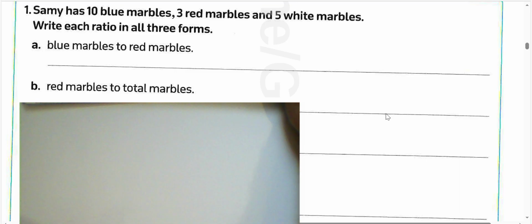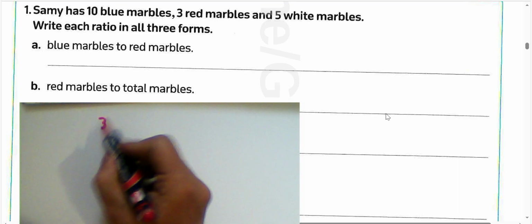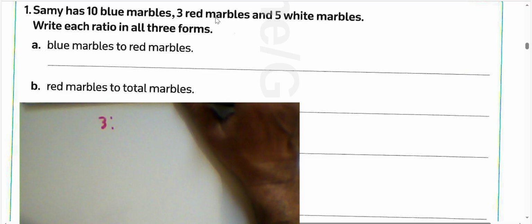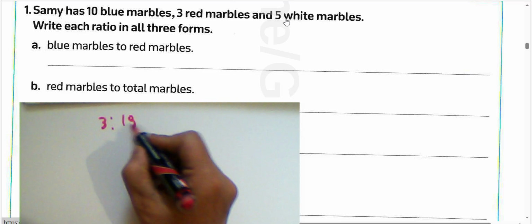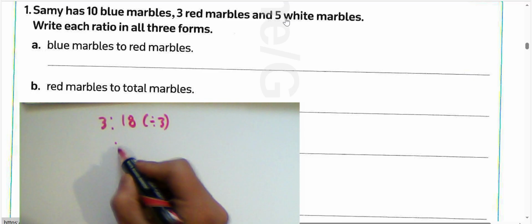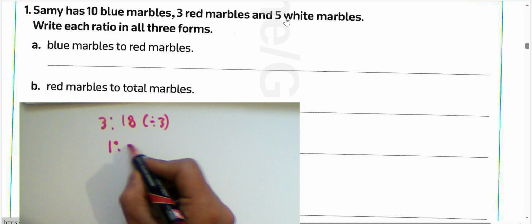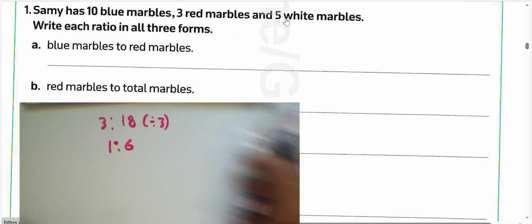Next question down. Red marbles to total. The red marbles were 3, and the total is 10 plus 3, 13, plus 5 equals 18. Now I will divide by 3. 3 divided by 3 is 1, and 18 divided by 3 equals 6. And the result will be 1 to 6.